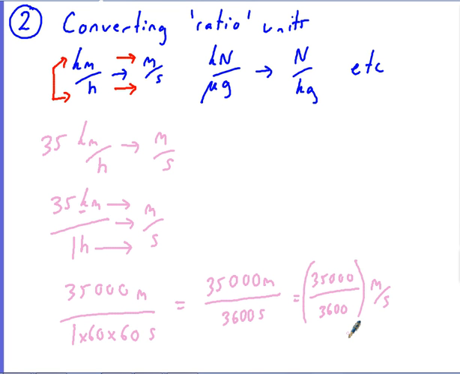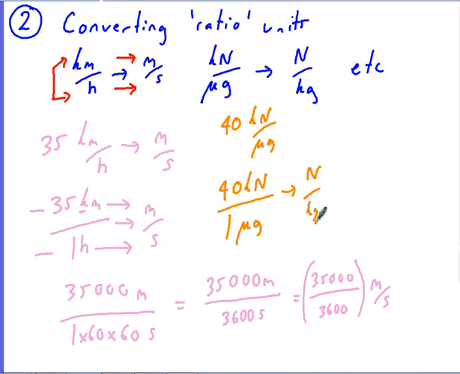So whenever you get these ratio units, just treat it as 2 separate fractions. Treat the top line and the bottom line, and then do the sums. We'll do one more example, kilonewtons per microgram into newtons per kilogram. Let's just say I had 40 kilonewtons per microgram. Once again, I just treat it as a fraction. So that's the same as 40 kilonewtons over 1 microgram. And I want to convert that to newtons per kilogram.